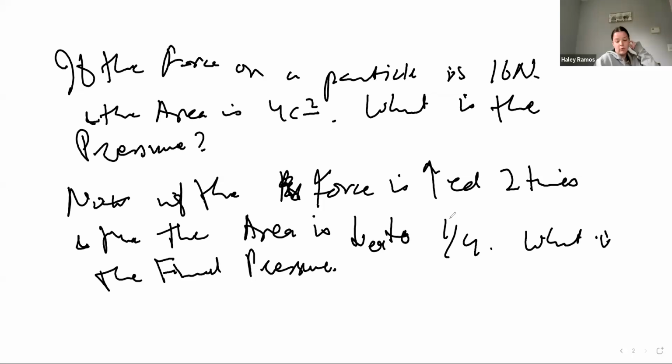I got 4 newtons per centimeter squared for both of them. I don't know how for the second. I don't know either, my dear.